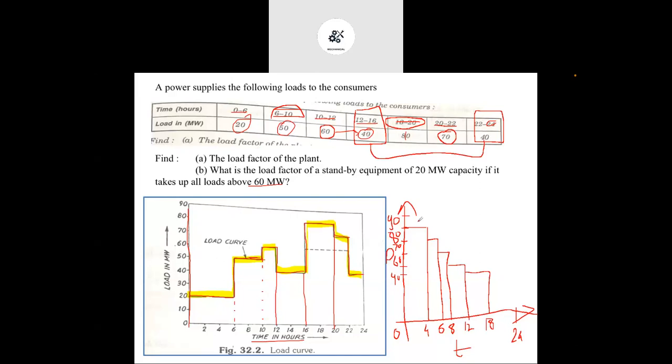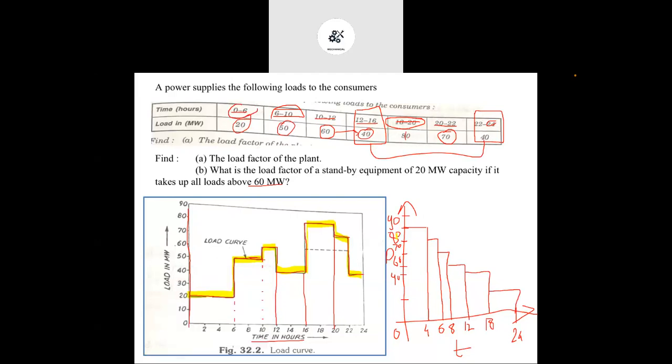Now just focus on this one, because here in two different time ranges we required 40 megawatts. That's why we have to add these two in the load duration curve. In the load curve we can draw with respect to time whatever is given in this chart, but in the load duration curve we go from the highest value to the lowest one. So that's why we have to add up these two.